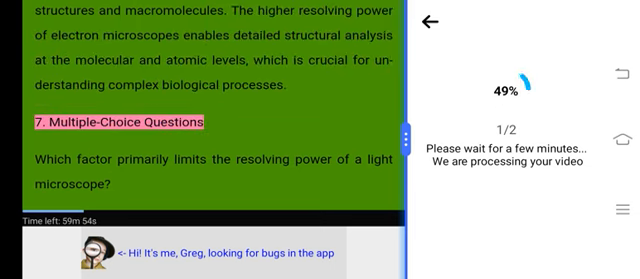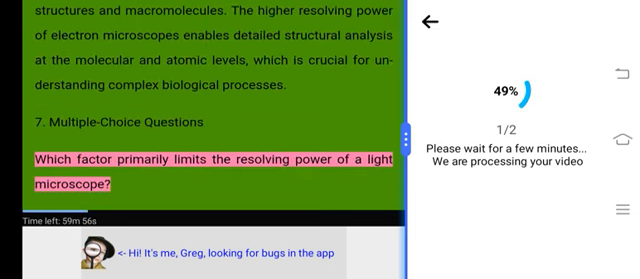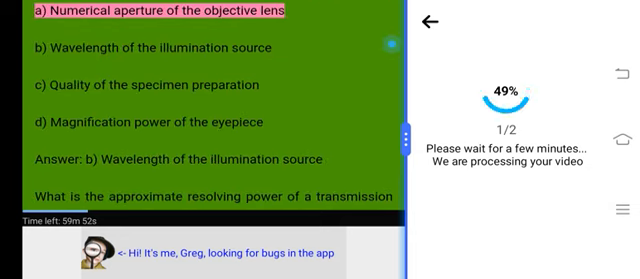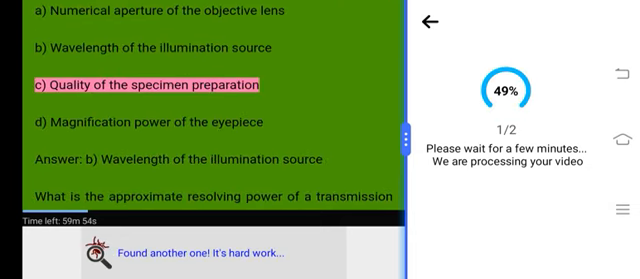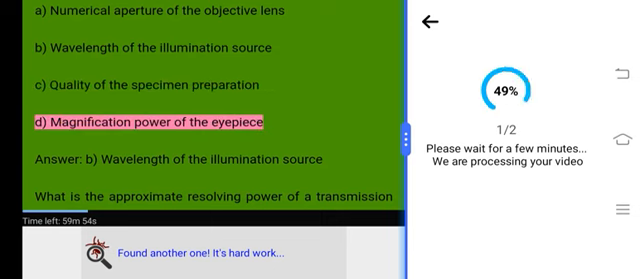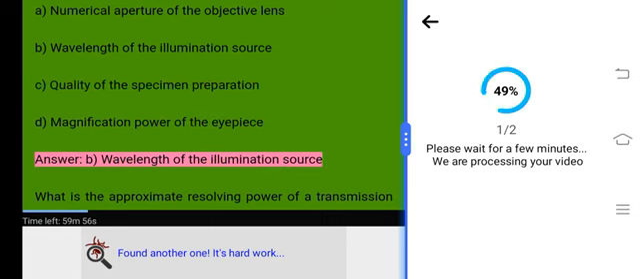7. Multiple choice questions. Which factor primarily limits the resolving power of a light microscope? A. Numerical aperture of the objective lens. B. Wavelength of the illumination source. C. Quality of the specimen preparation. D. Magnification power of the eyepiece. Answer: B. Wavelength of the illumination source.